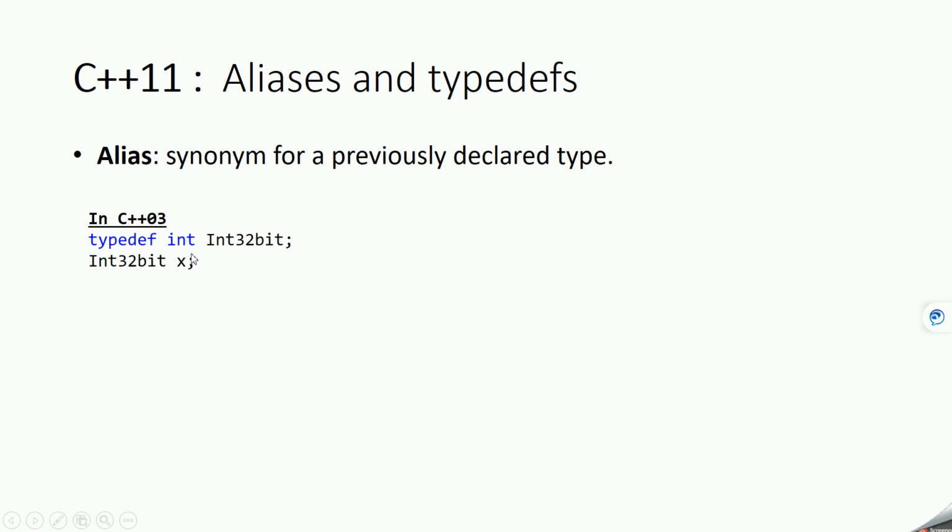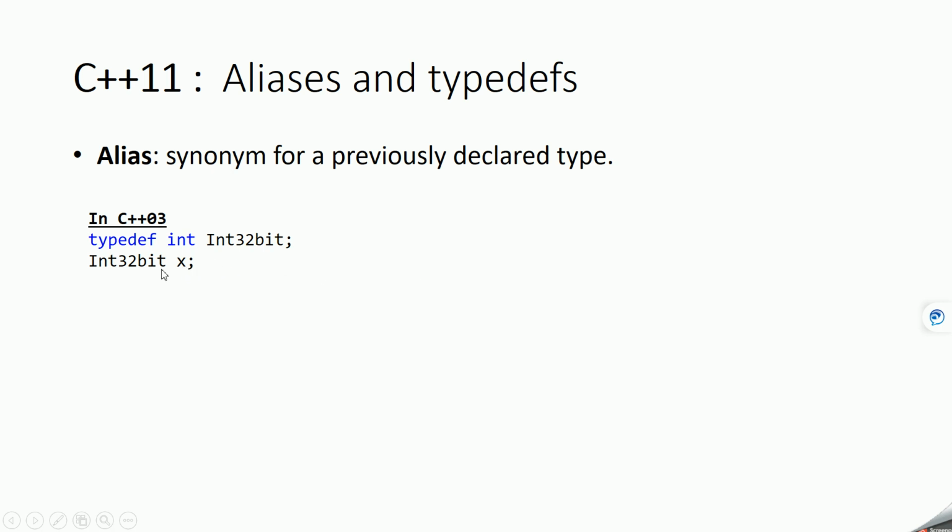So to create an alternate name for an already existing type, first we have to keep the keyword called typedef, and the type for which you want to create an alternate name, and the alternate name, like this. So now with the help of this alternate name, you can create a variable like this. So this is how you can create an alternate name for a type in C++03.